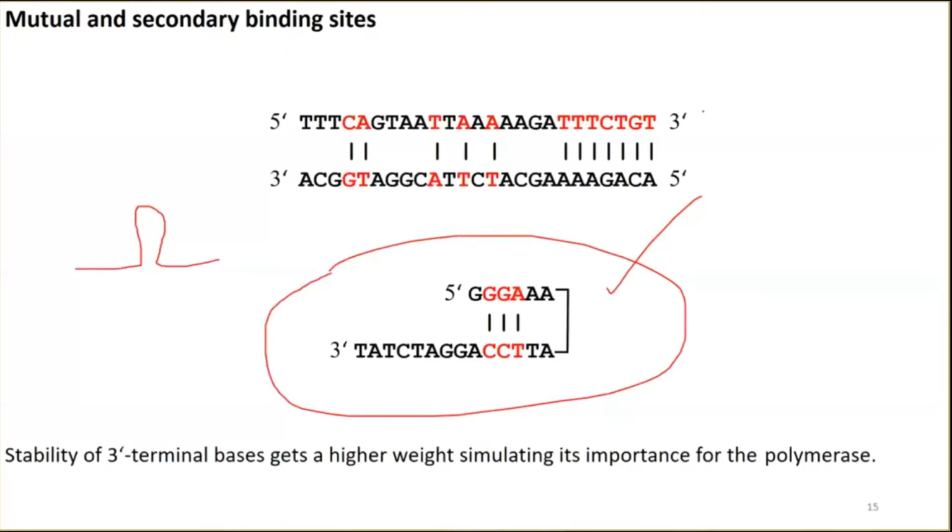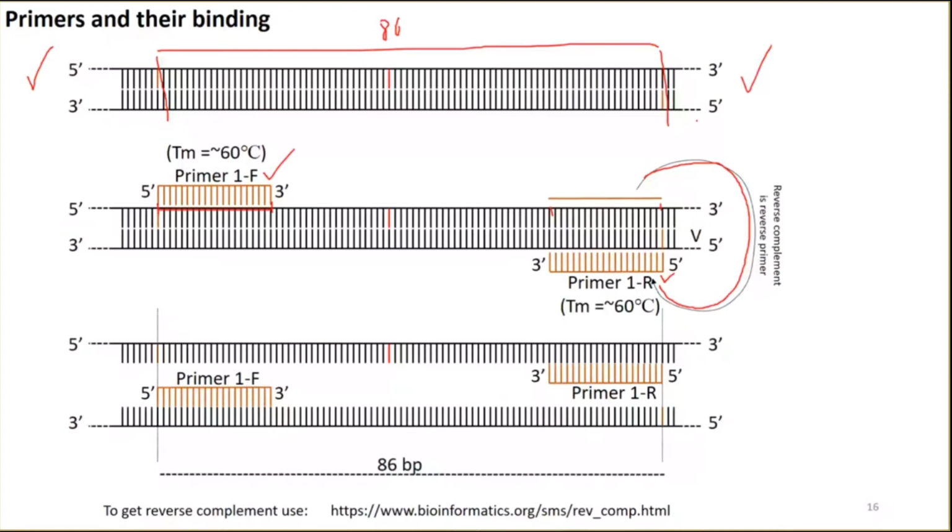Okay. So I was talking about the forward and the reverse primer. The forward primer is designed simply by taking the 20-mers from the top strand, and the reverse primer is designed by taking the 20-mers from the top strand and by taking its reverse complement. By taking the reverse complement, we design the reverse primer. The forward primer binds to the bottom strand and the reverse primer binds to the top strand.